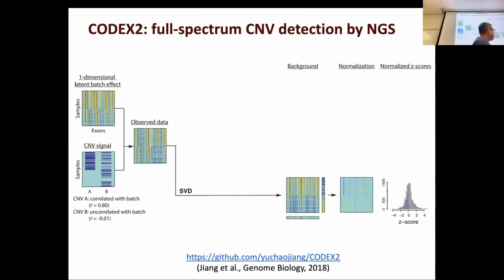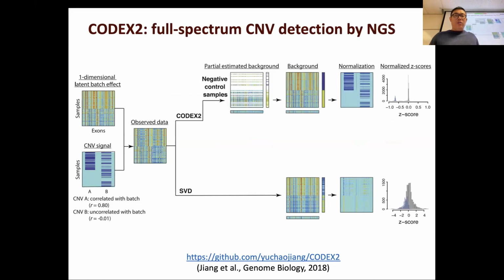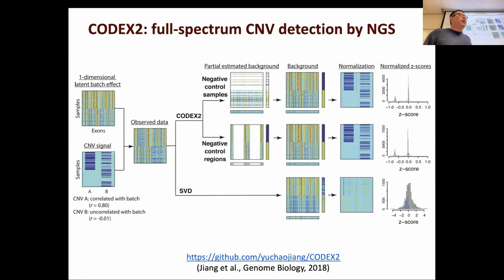With SVD, as you can see, the Z-scores cannot separate the deletion status from the null status. Now, if you use the negative control samples, so basically you take part of the samples, you're able to recover the true signals. Then we can also resort to the negative control regions, which is the second case that I mentioned in the previous slide. You're also able to recover the true signals from the null status, okay?